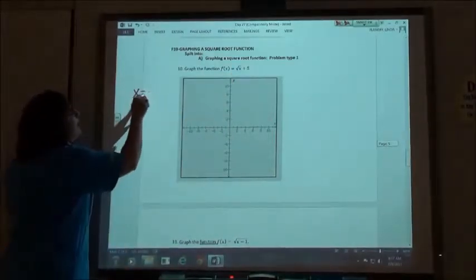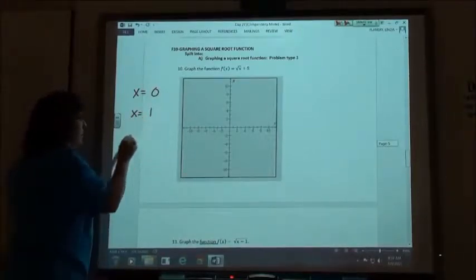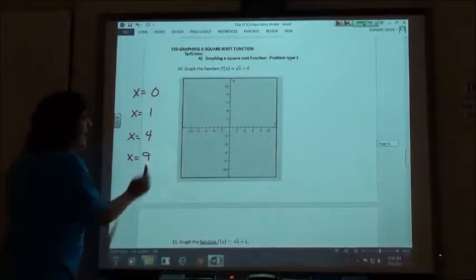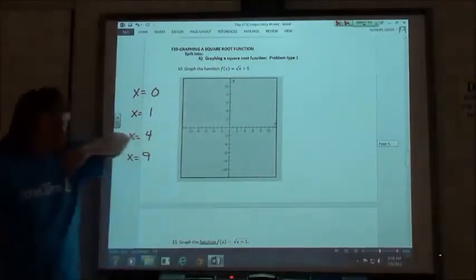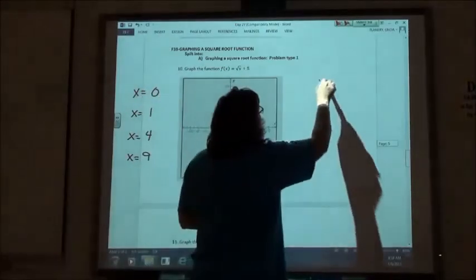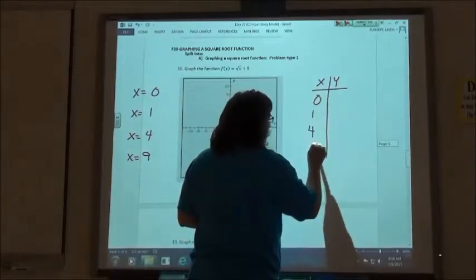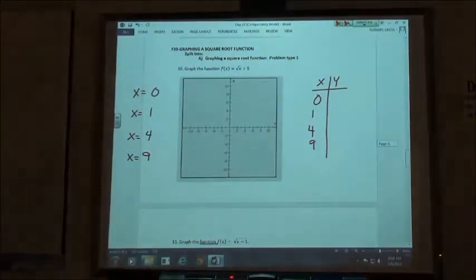So we're going to say, okay, x has to equal 0, which is my first perfect square, 1, 4, which is 2 squared, and 9. Didn't have to do much to solve those because I only had just the plain x under there. So when I make my table, I'm going to use 0, 1, 4, and 9 so that my values all come out nice because I can do the square root of all of those numbers.